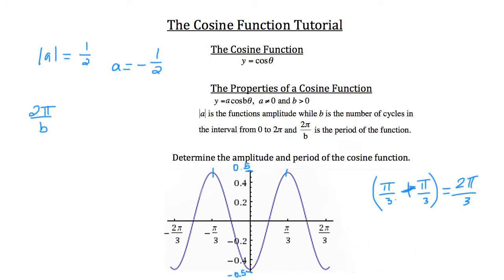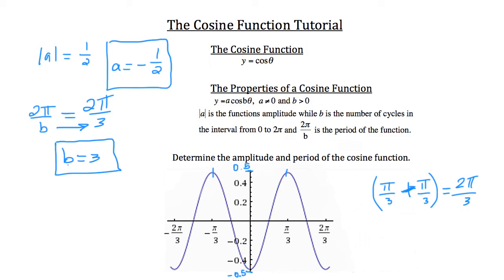So our period 2 pi over b is equal to 2 pi over 3, the horizontal distance to complete one cycle. Well, notice that b and 3 share the same position here, and our numerator is the same, 2 pi, which means that b must equal 3. So the amplitude of this cosine function is negative 1/2. And the b here, for this cosine function, is 3.